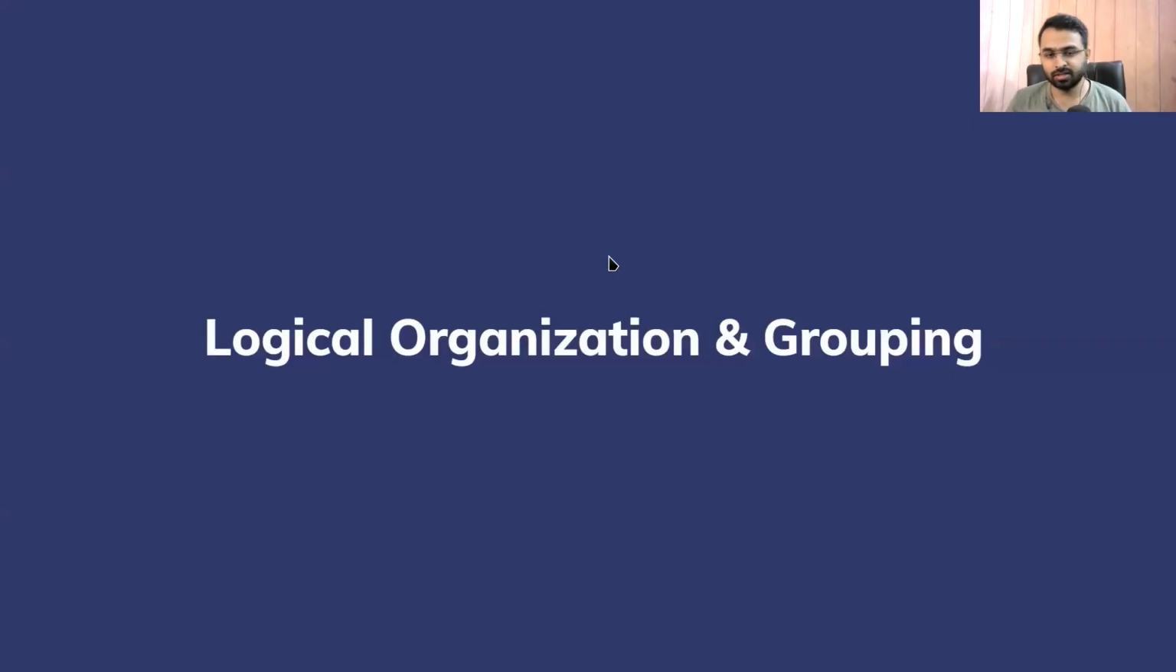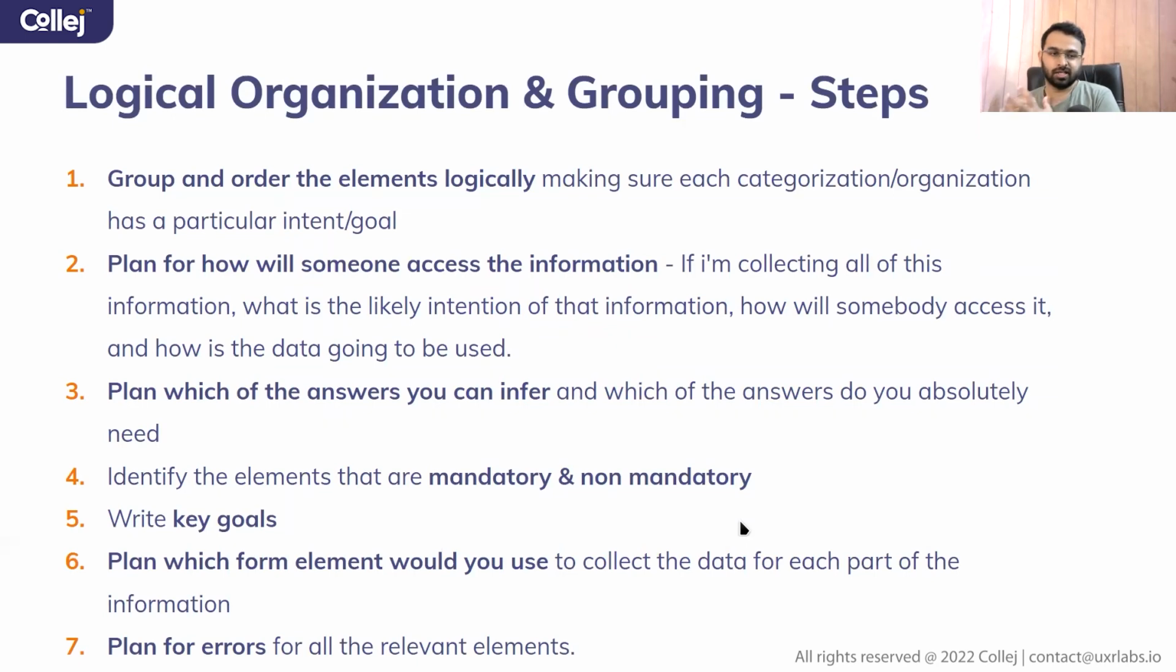Logical organization and grouping, right? So we'll do some exercises to actually understand what it means. How do you logically organize and group things, right? So these are the 7 steps with which you can do it. First, if you see, group and order the elements logically, right? Making sure each categorization or organization has a particular intention or a goal. And we'll be looking at one exercise there.